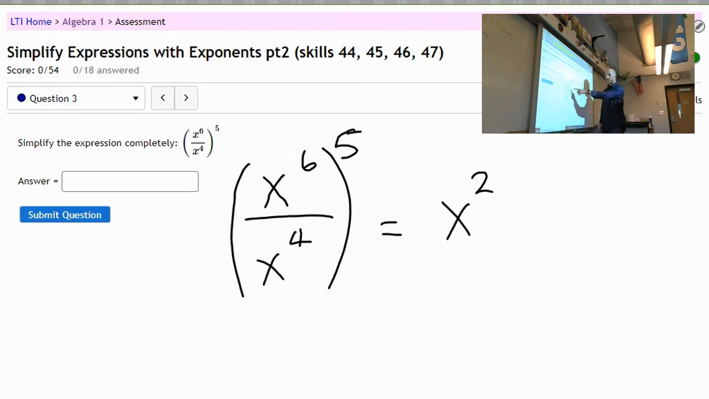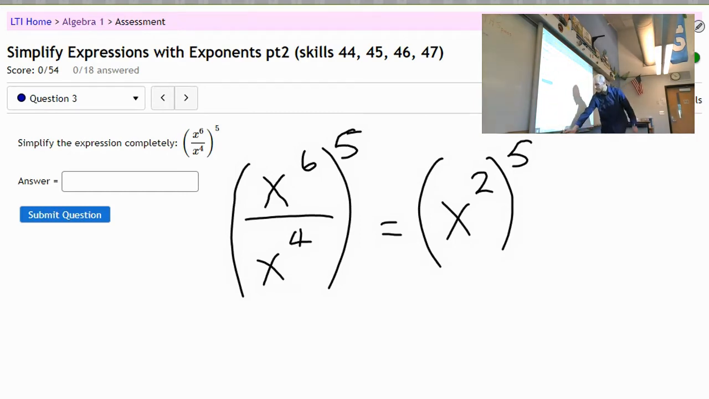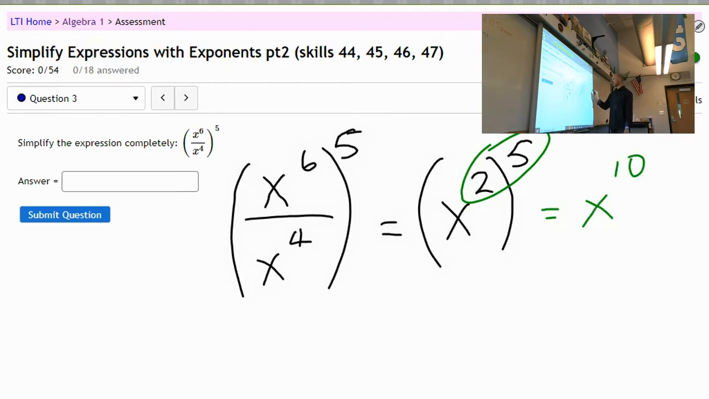To begin with, there were more x's in the numerator. It's a bigger exponent of 6. So when I subtract, the answer, x to the power of 2, is going to stay as the numerator. The denominator is 1. I don't need to write that. Okay, so I did the division. I cleaned it up. Now it's just x to the power of 2 raised to the power of 5. So that's a base, x, to a power to another power. Multiply those 2 powers together. 2 times 5 is 10. Final answer.